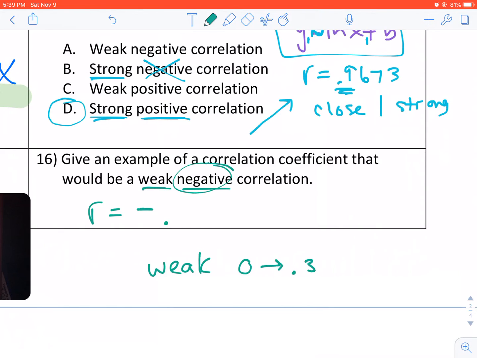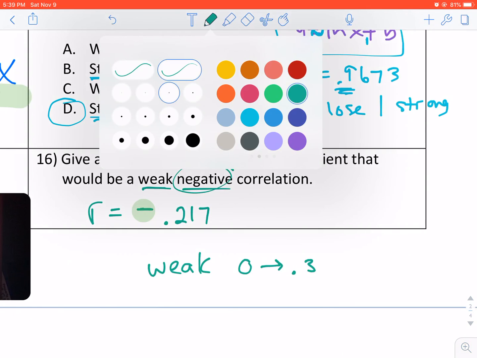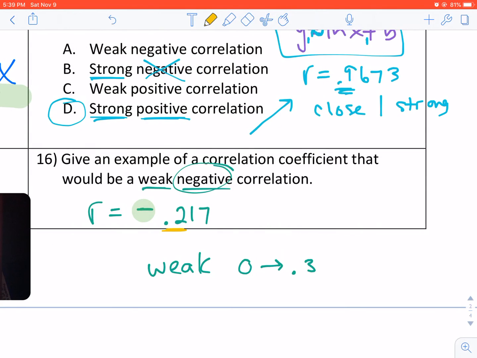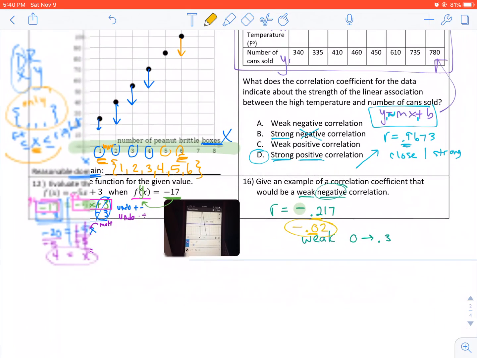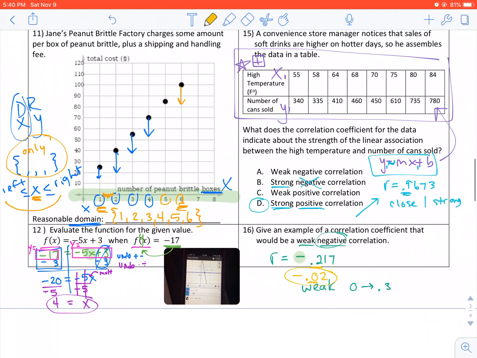So you can do something like 0.217, or there's an infinite number of possibilities, as long as you have a negative on the front, and then this beginning value right here is less than 0.4, probably would still be considered very weak. So that's what you're looking for. Even something like a negative 0.02, that would be extremely weak. I think that would be a really good answer. Anything that starts with a 0.0 would be very weak. Please make sure that as you are looking through this, you're not just copying it down.